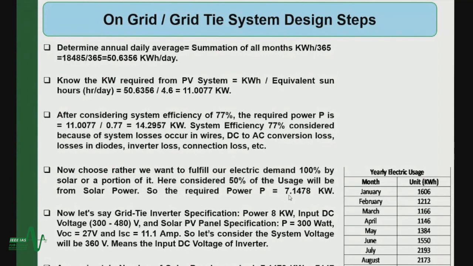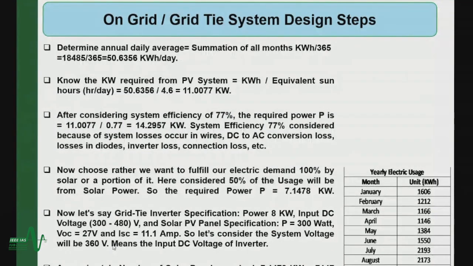Okay, so now we have to consider some grid tie inverter specification and also the PV panel specification. So for this example, we are just assuming for the grid tie inverter system, the power is 8 kilowatt and the input DC voltage range is 300 to 480 volt. And for the PV panel specification, let's say one PV panel is 300 watt, open circuit voltage is 27 volt, and 11.1 ampere. And we are considering the system voltage will be 360 volt.